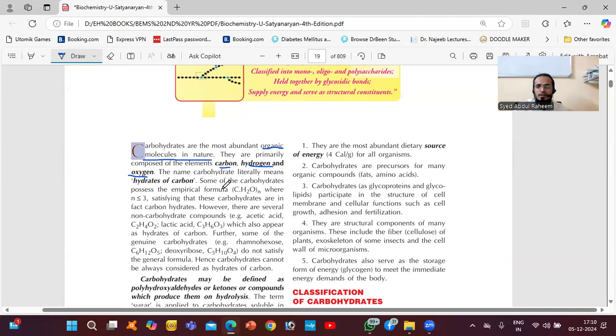What does carbohydrate mean? It is the hydrate of carbon. Some of the carbohydrates possess an empirical formula. So here, the carbon element is hydrated. Hydrated means its energy is increased, in simple language.